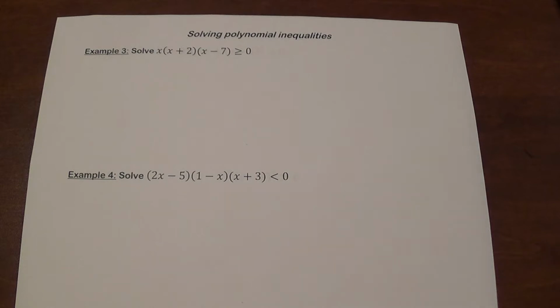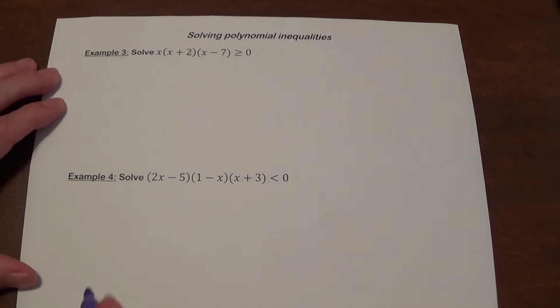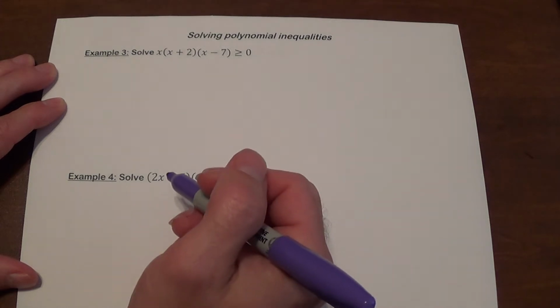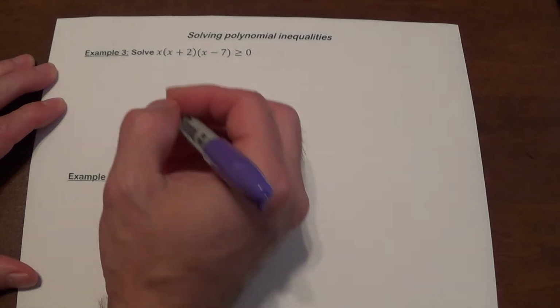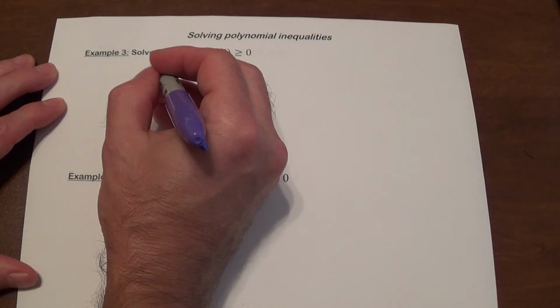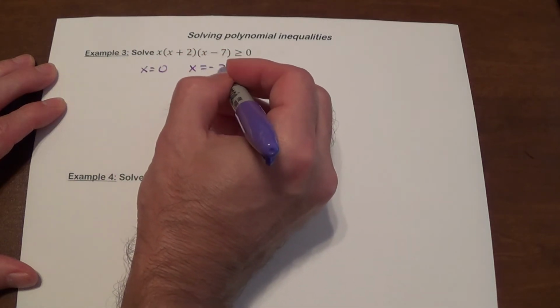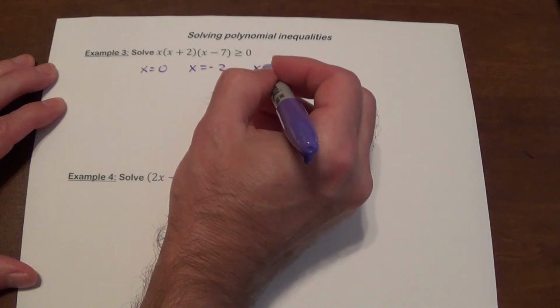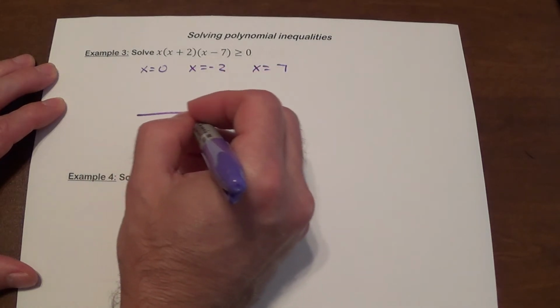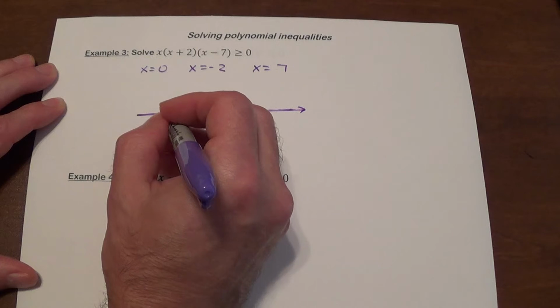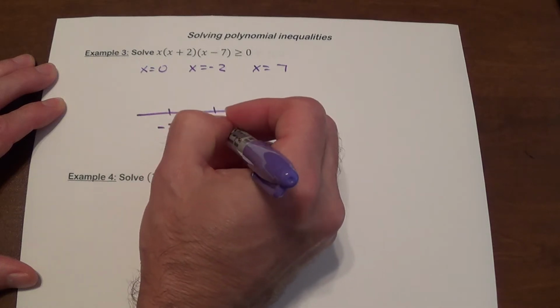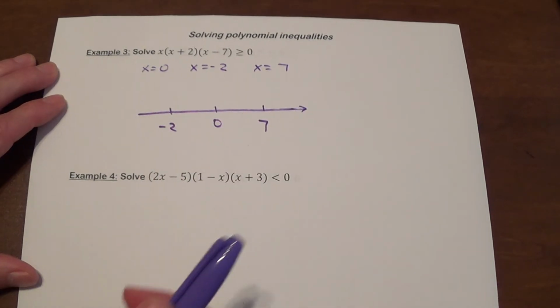Next inequality. So we have 3 now. Does anything change? Absolutely not. We still need to identify our zeros, still plot them, and still do sign analysis. So x equals 0 is going to be one number, x equals -2, and also x equals 7. So here's our number line, -2, 0, and 7.